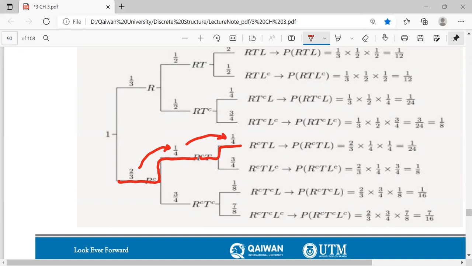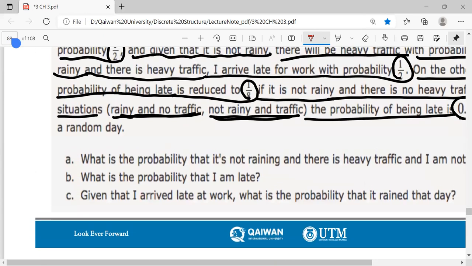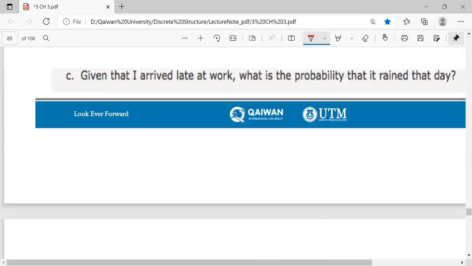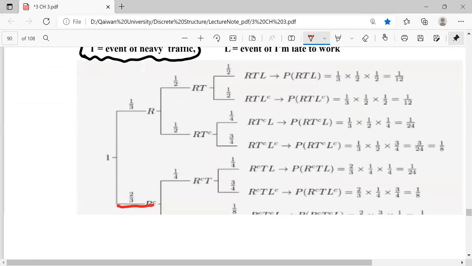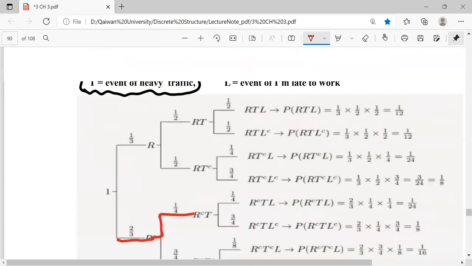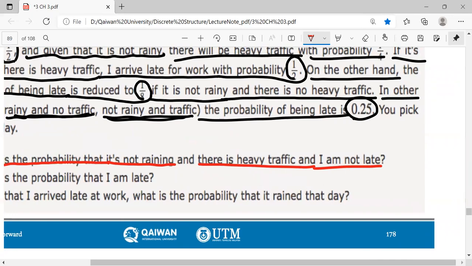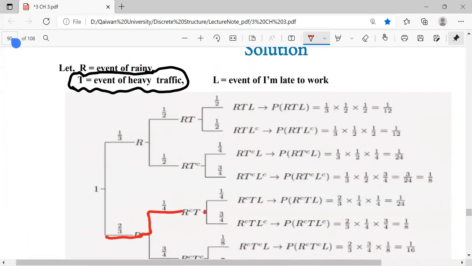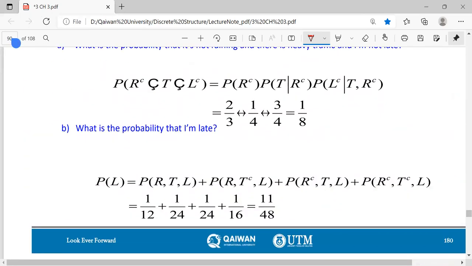Okay. And let's see the questions in the example. It says, if you pick a day in random, what's the probability that it's not raining? Not raining, look, not raining here. There is heavy traffic. Heavy traffic is this. Because we put T for heavy traffic and T complement for not heavy traffic, okay? Then, I'm not late, not late. This is late, but for not late is this one. We just multiply 2/3 by 1/4 by 3/4. That's all, okay? This is the result, which is 1/8. That's 1/8. 2/3 multiplied by 1/4 multiplied by 3/4.